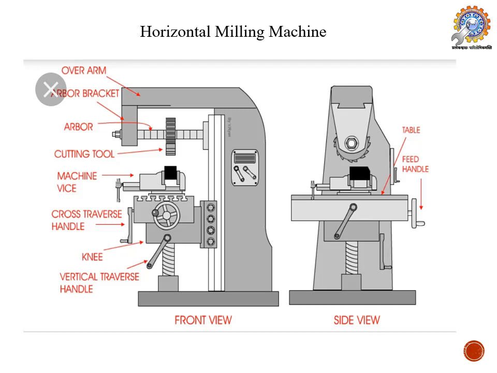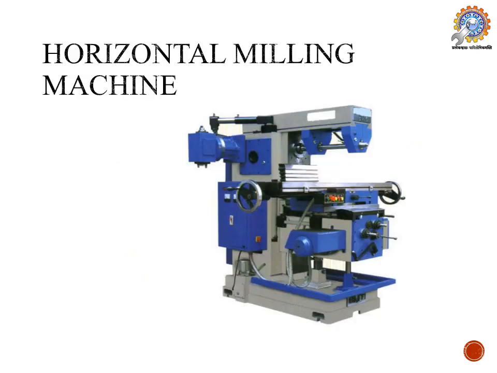Arbor is holding the cutting tool, with the arbor bracket and over arm for supporting this arbor, and inside this column it is holding all the kinds of motors, electrical devices, everything. This is a horizontal milling machine available in the market. It is holding all the components in it.